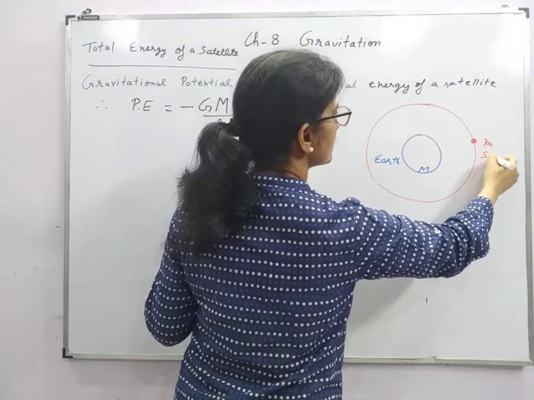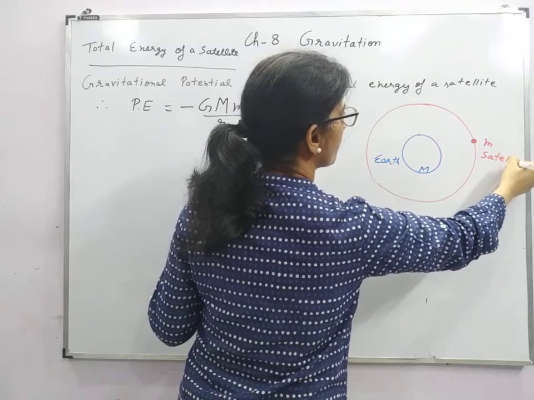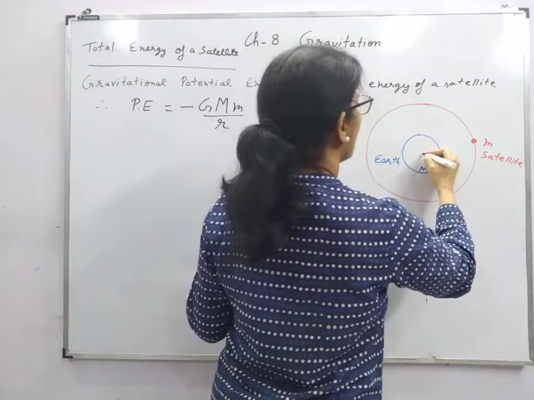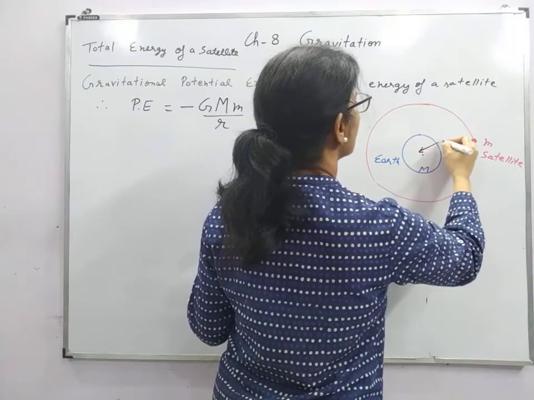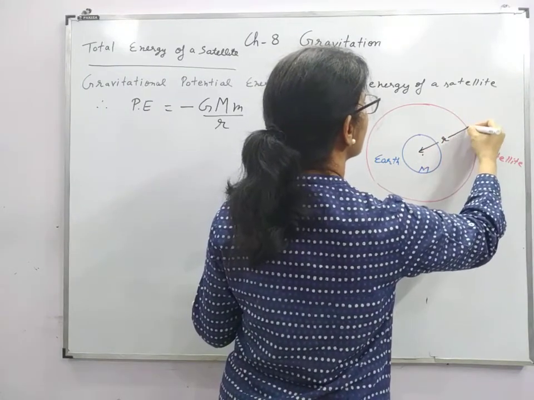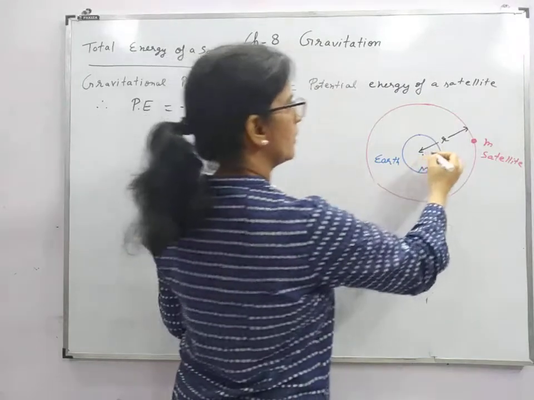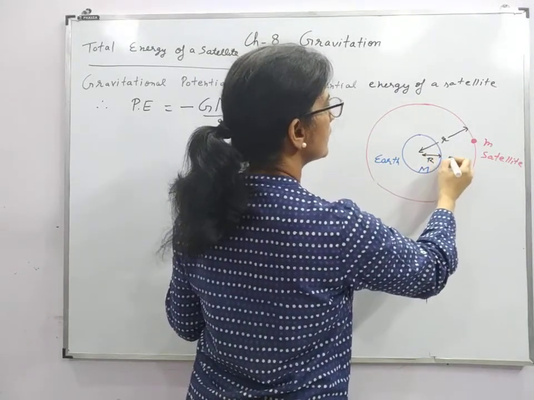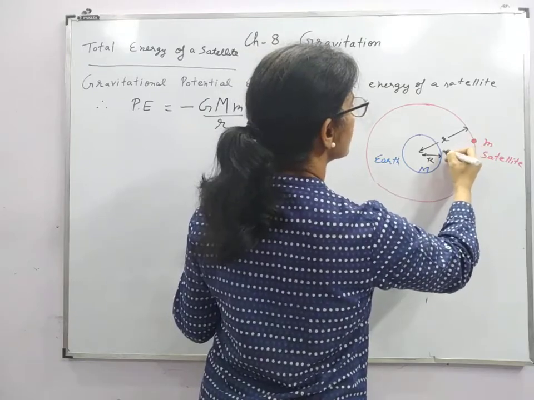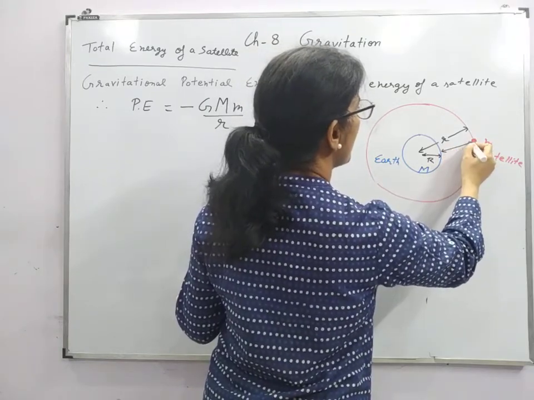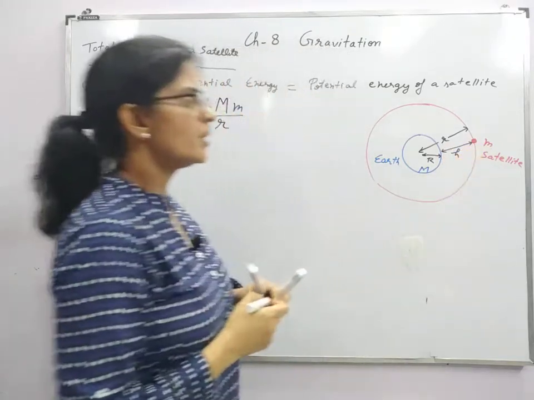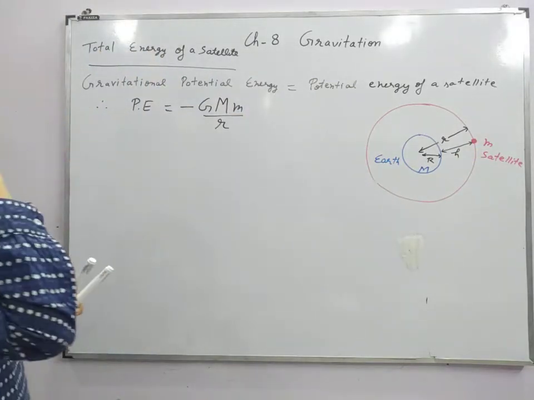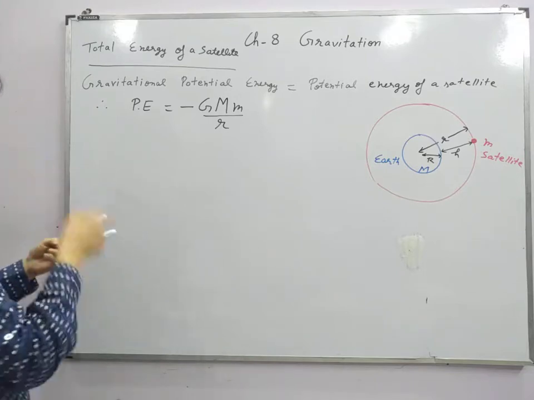Mass of the satellite is small m. Radius of the orbit of the satellite is small r, where this is the radius of the Earth and this is the height of the satellite above the Earth's surface. So this is the potential energy of the satellite and the Earth.